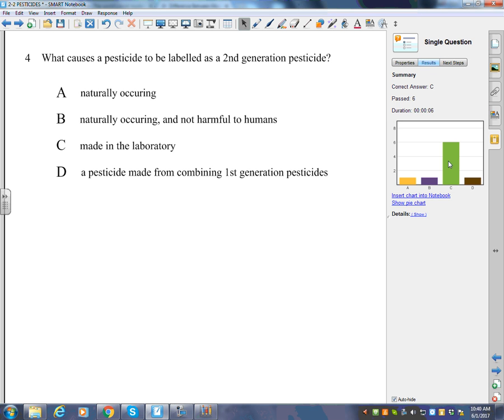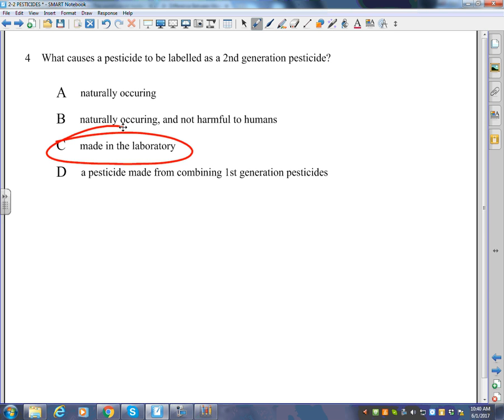The answer is C, made in the lab. First sentence: second generation pesticides are chemicals made in a laboratory. In 1939, Paul Mueller found that, and I'm going to try to say it, can you see the word there?